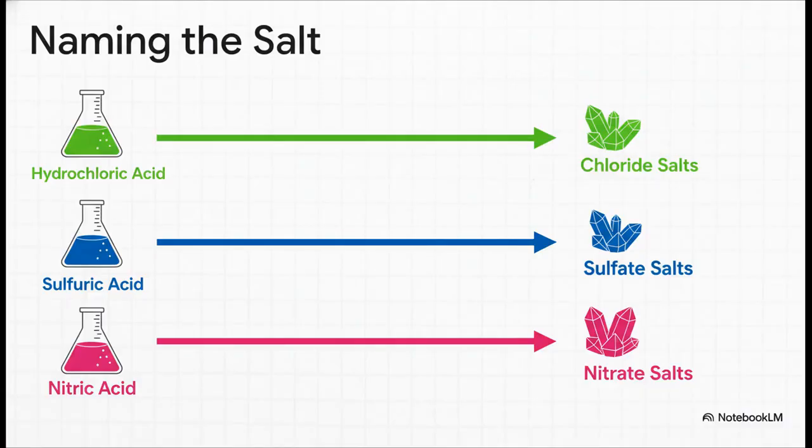And you know what? The name of the salt you're going to make is actually super easy to predict. It all depends on the acid you start with. So, hydrochloric acid always makes chloride salts. Sulfuric acid always makes sulfate salts. And nitric acid, you guessed it, it makes nitrate salts. So if you react, say, copper oxide with sulfuric acid, you're going to make copper sulfate. See? It's a predictable pattern.